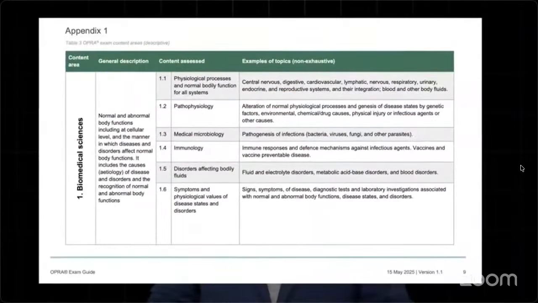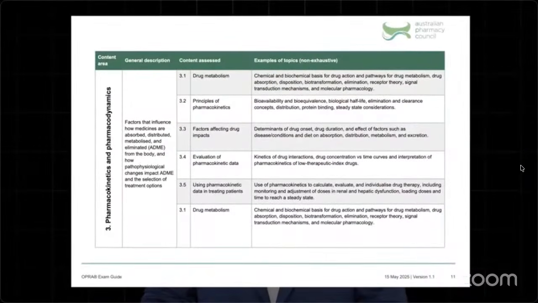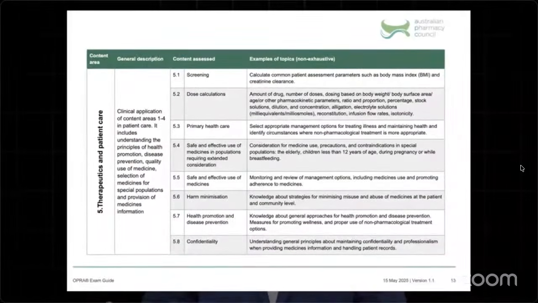This is a rough distribution of the percentage, that is, how many questions they may ask you in the examination. But in the examination you may not get the exact same percentage mentioned there, so it varies from exam to exam. And here is the complete syllabus for each topic. If you take the biomedical sciences, you can see the complete syllabus in detail, and the same goes for pharmacokinetics, pharmacodynamics, therapeutics, patient care, and all the other topics. This is the complete syllabus mentioned on the official website of the Australian Pharmacy Council.